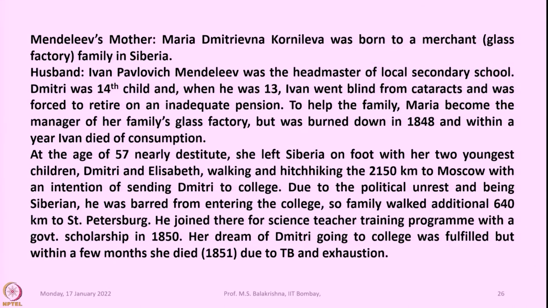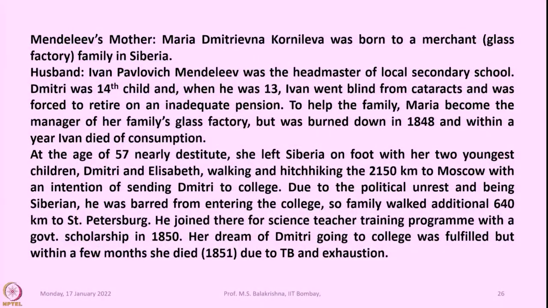Let us try to understand a little bit more about Mendeleev's family. So, Mendeleev's mother, Maria Dmitrieva Korneliova, was born to a merchant family in Siberia, and her husband Ivan Pavlovich Mendeleev was the headmaster of the local secondary school. Dmitri was the 14th child and he had a younger sister. When he was 13, Ivan went blind from cataracts and was forced to retire on an inadequate pension.